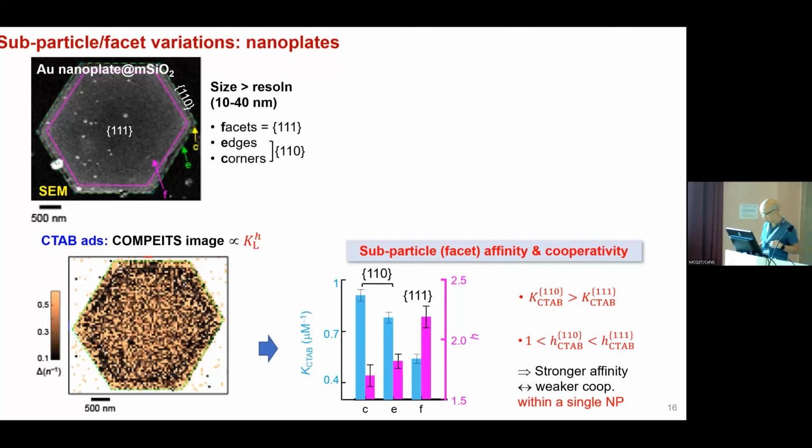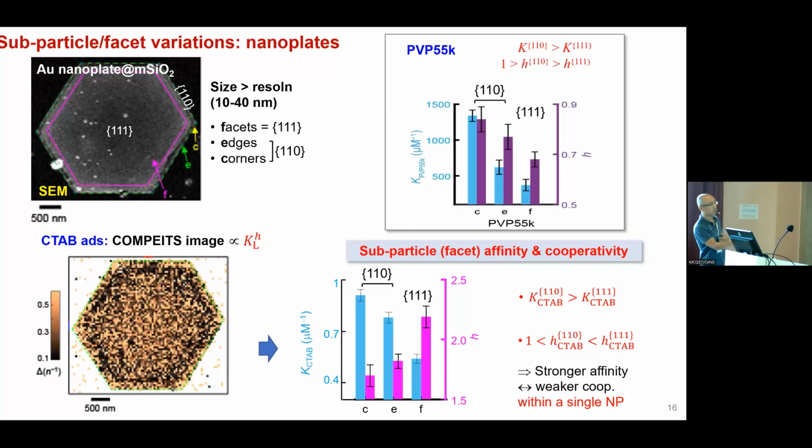Again, it tells you when you have a stronger affinity, you have weaker cooperativity even within a single nanoparticle. Now, we can obtain similar results looking at PVP, which is a polymer ligand in this case. Now, at the end of the day, what we obtain here are quantitative knowledge about molecular adsorption on individual particles at different facets. So we wondered, with this quantitative knowledge, what can we do with it to utilize it for some functional applications?